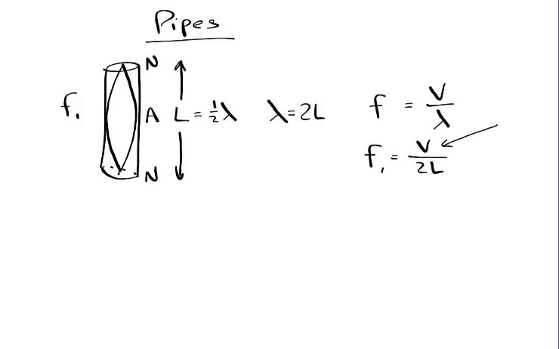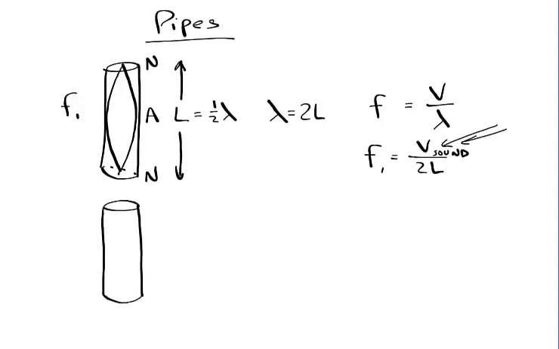In the string, we had to do this elaborate formula to find the speed of the wave. Here we don't. This is the speed of sound, because these are made in air and they propagate through the air as sound waves. If you put the speed of sound in here and divide by 2 times the length of the open-ended pipe, you get the fundamental frequency. The pattern is exactly the same as strings.